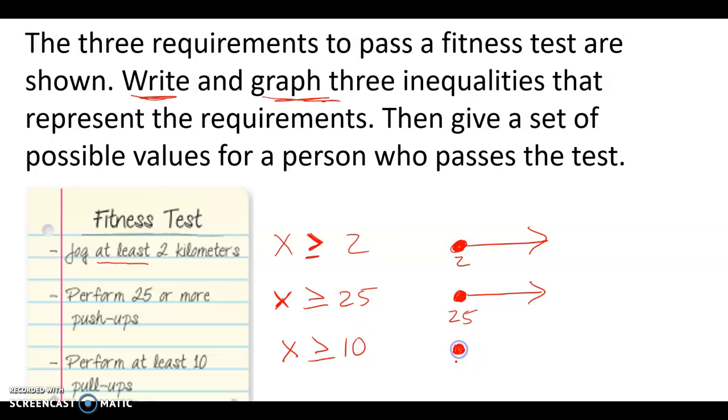So 10 and greater than. So they could do 3 kilometers jogging, they could do 30 push-ups, and they could do 30 pull-ups. All of those could work. All right, let's turn to the last page. Got 2 more problems.